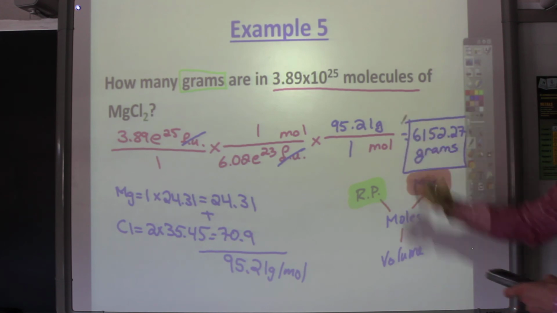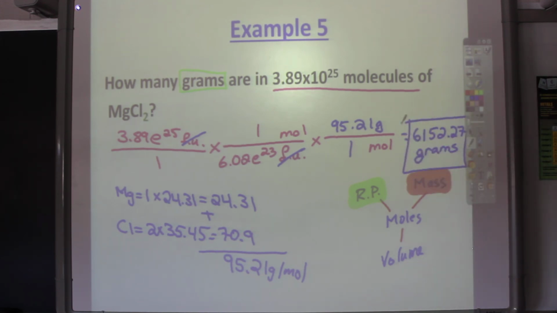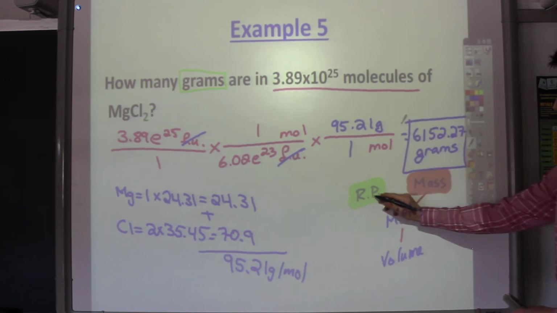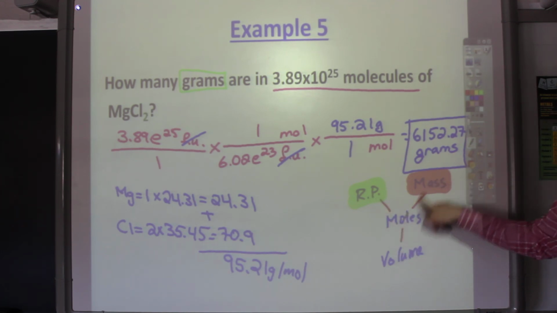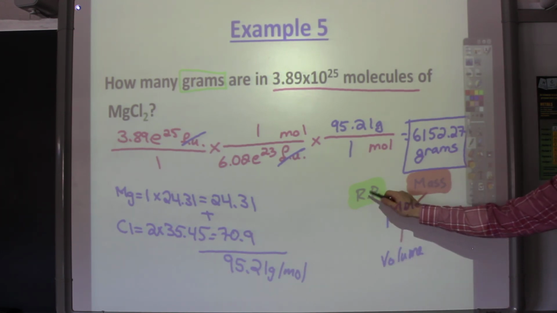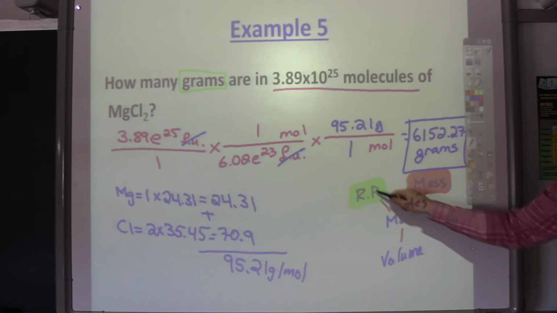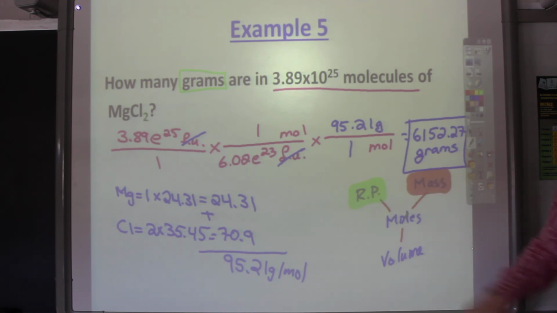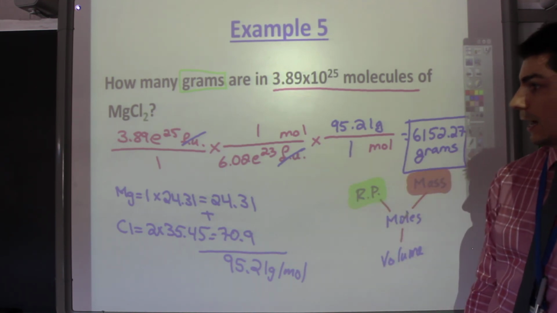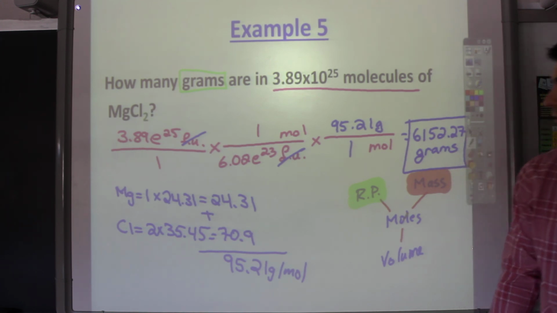So this was just going both ways, guys. Hopefully it helped you out a little bit. Okay, the big thing is make sure you're following this chart. We can't go right from representative particles to mass. We have to go through moles first, okay? So that's why these problems became two-step problems, all right?